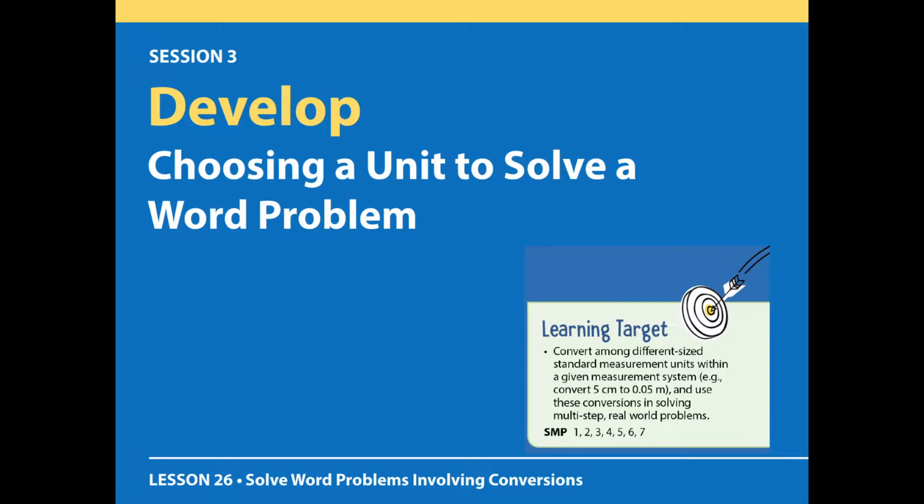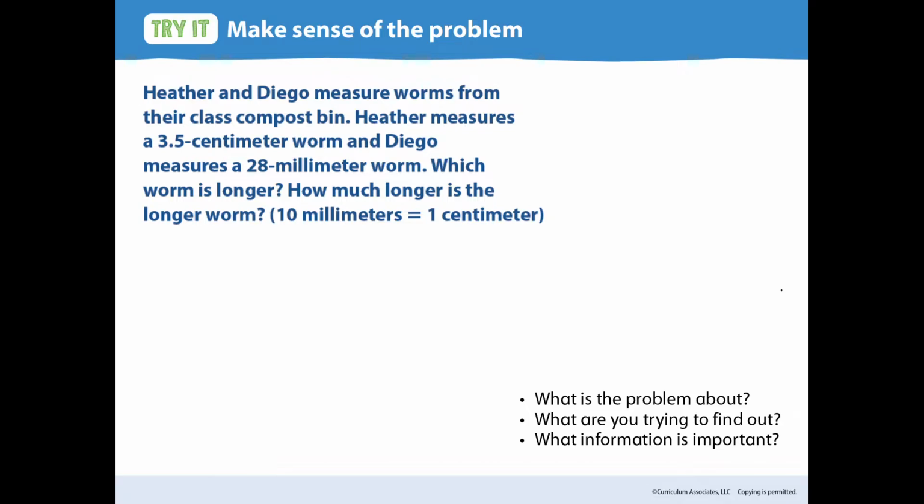This is Lesson 26, Session 3, Choosing a Unit to Solve a Word Problem. Try It is at the top of page 541 in your books. Heather and Diego measure worms from their class compost bin. Heather measures a 3.5 centimeter worm, and Diego measures a 28 millimeter worm. Which worm is longer? How much longer is the longer worm? 10 millimeters equals 1 centimeter.